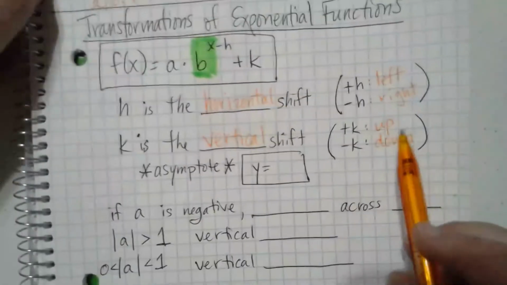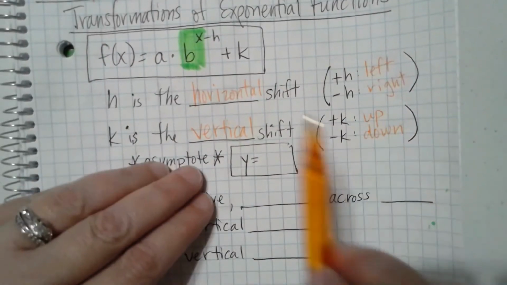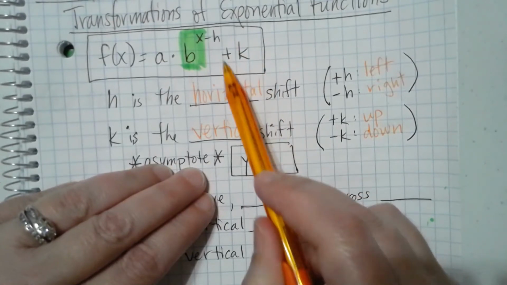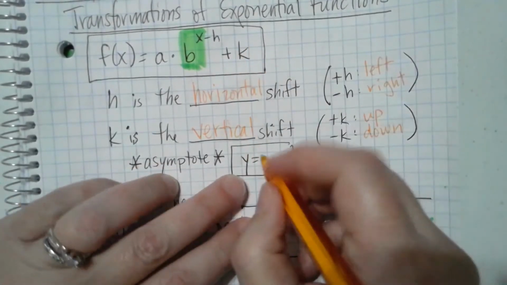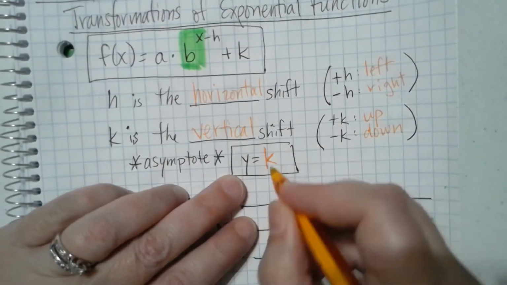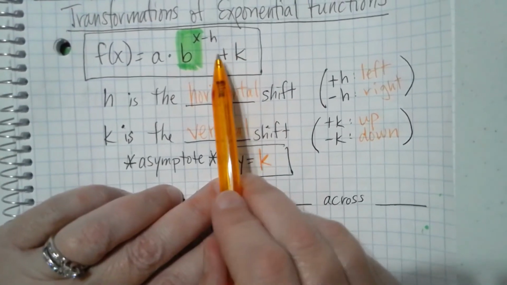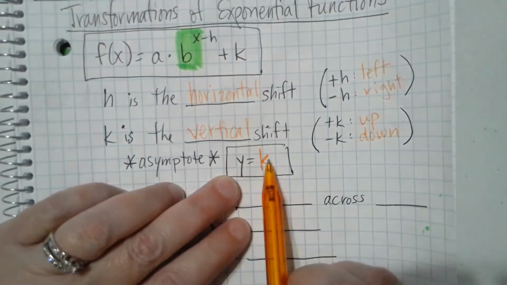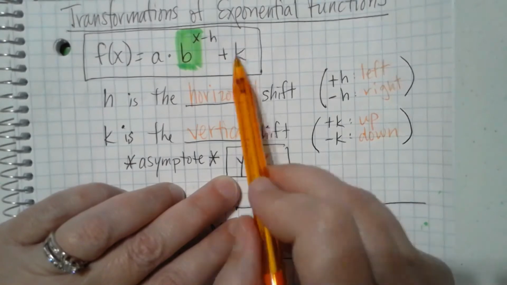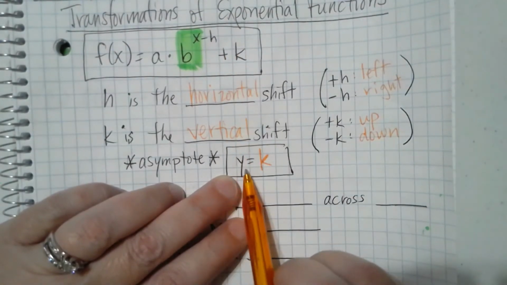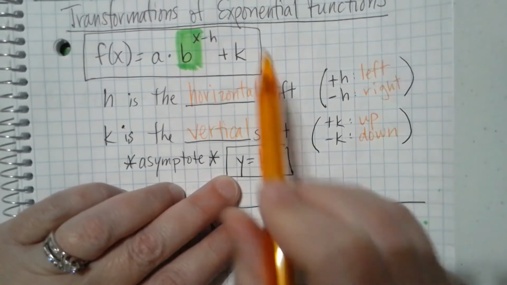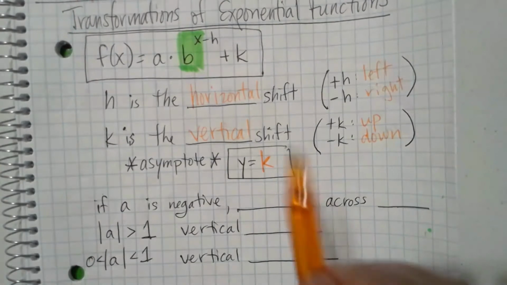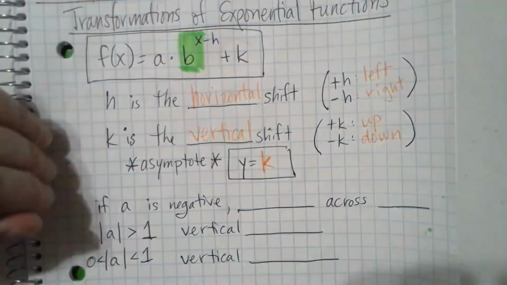Okay, this is what I was telling you about, your clue here for the asymptote. The asymptote is determined by this plus k out at the end. So our asymptote is always y equals k, whatever that k value is. If it doesn't have anything out here, that's a 0, right? Plus 0. So your asymptote would be at y equals 0. If this said plus 2, then your asymptote would be at y equals positive 2. If it said minus 6, then you'd have an asymptote at y equals negative 6. This is what determines where our asymptote is.